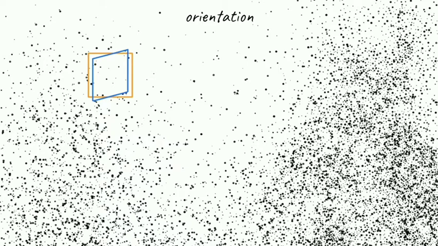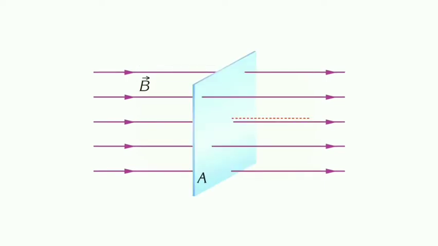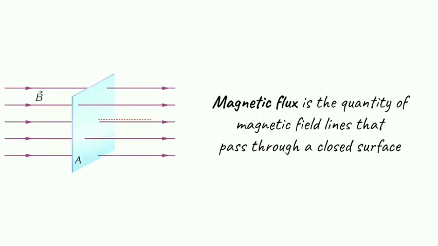And with the help of this analogy, we can describe magnetic flux. Now, instead of particles, there are magnetic lines passing through the surface. So we count here the number of lines, or intensity of the magnetic field lines, not the number of particles. Magnetic flux can be defined as follows: magnetic flux is the quantity of magnetic field lines that pass through a closed surface.